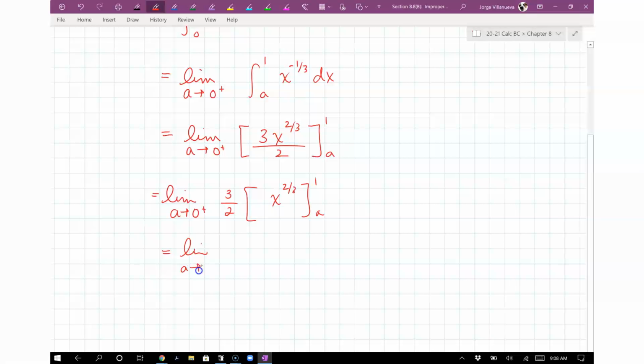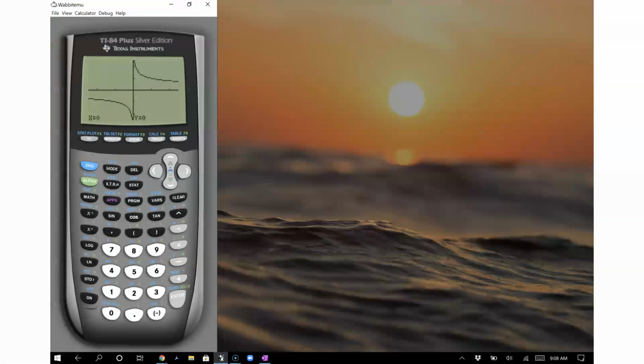So limit as a approaches 0, 3/2. Now I plug in a 1, so that's 1 minus a to the 2/3. Okay, now you're going to plug in your 0. Okay, you're going to plug in your limit as you go from the right side, for a to the 2/3. Now let's see what a to the 2/3 looks like. You can use direct substitution, but let me just get a to the 2/3 as a graph, okay?